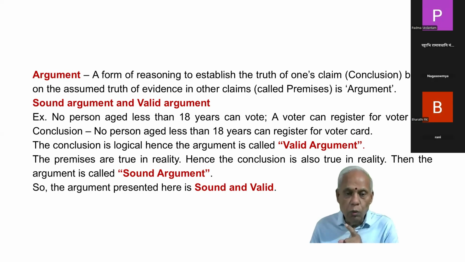Here, the conclusion is logical. Logically, it is correct. From the logic, I think you are following this. The conclusion is logical, and hence the argument is called valid argument. When the conclusion is logically arrived at, we call it a valid argument. Understand the difference between valid argument and sound argument. It happens only if you understand what is a valid argument. A valid argument is that which is logically correct from the given two premises. That's all. We are not bothered about truth here.